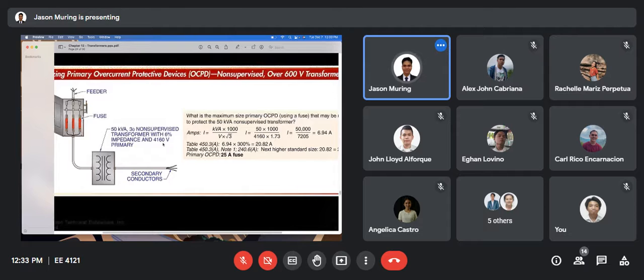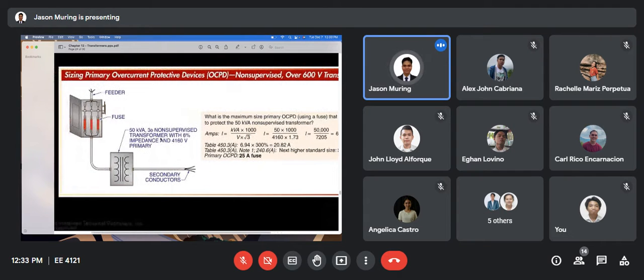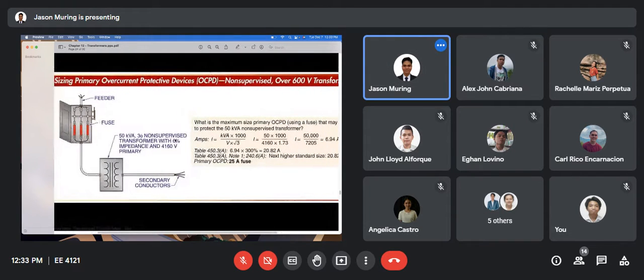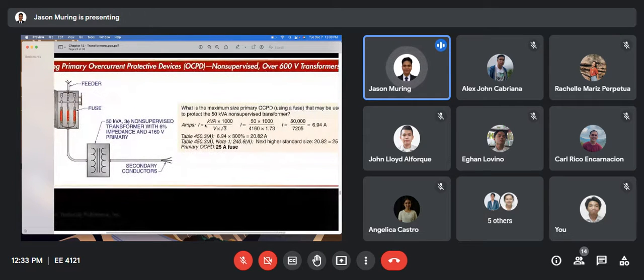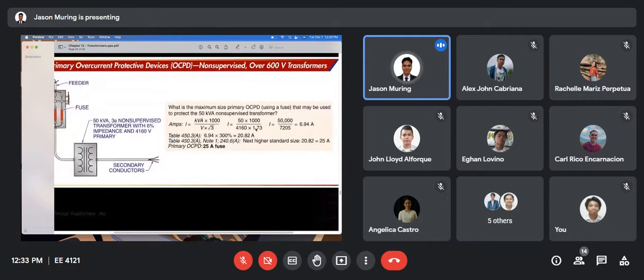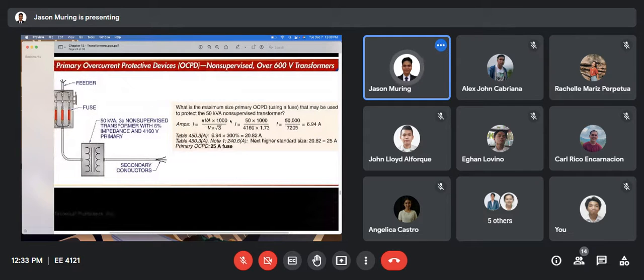4160 primary. So what is this connection? Yeah, so we have here the standard formula for three phase, because this is a three phase. So I is equal to kVA divided by the voltage times square root of 3. So we have here 50 for the size, the kVA, then 1000 for the K, 4160 for the voltage, and 1.73 for the square root of 3.